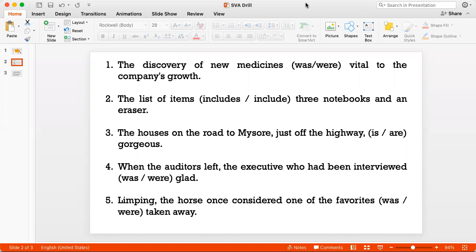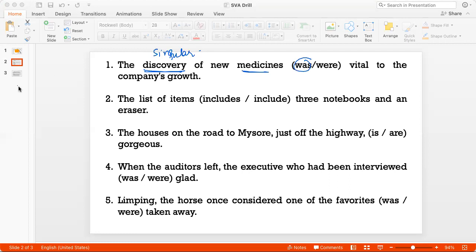Question 1. The discovery of new medicines was or were vital to the company's growth. In this kind of question, you must always ask what the subject is. What is vital to the company's growth? It's the discovery of new medicines. Not medicines themselves, but the discovery is vital to the company's growth. Since discovery is singular, my verb will also be singular, was.